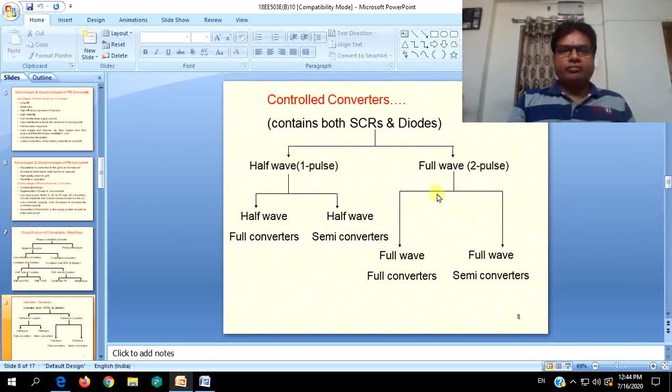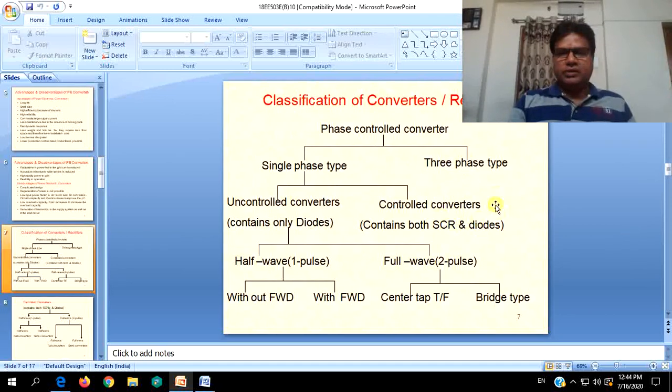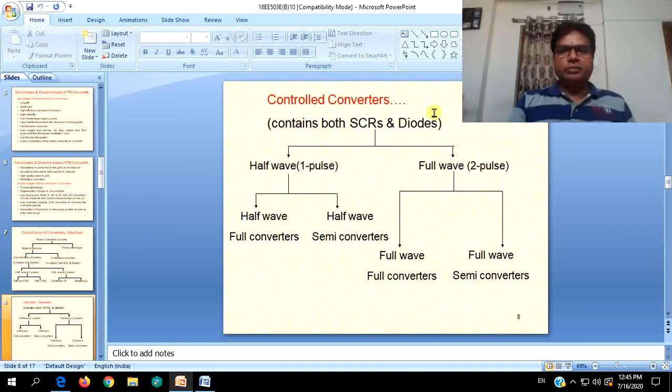When we proceed further, this is for controlled converters, which contain both SCRs and diodes. In the same way as uncontrolled, these are divided into half wave full converters, half wave semi converters, full wave full converters, and full wave semi converters. Semi means diodes and SCRs. Full means only SCRs. So that is the classification of rectifiers or converters.